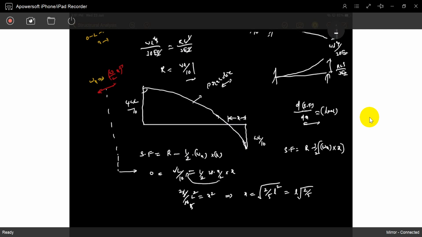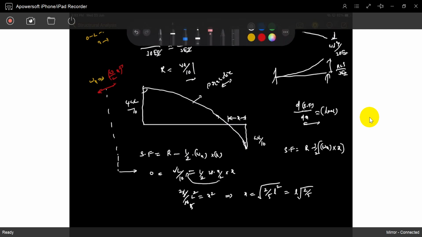Any mistake here? Check: it is WL by 10, half of WX into X, WX by L multiplied with X square. Sorry, that is the problem. I assumed L is equal to 2. Once again, this is L. I assumed it is 2. Okay, see, W cancels and goes to this.